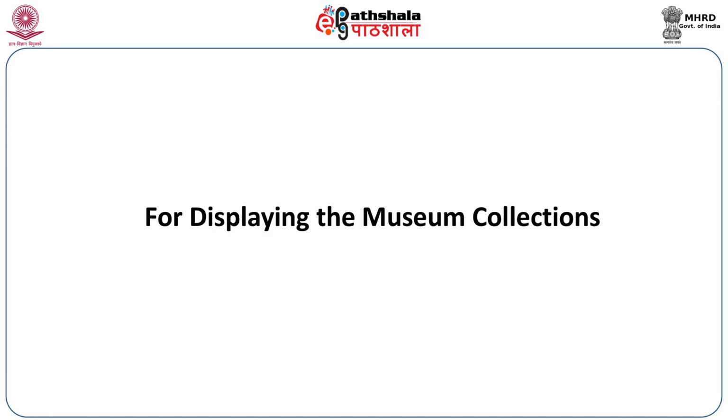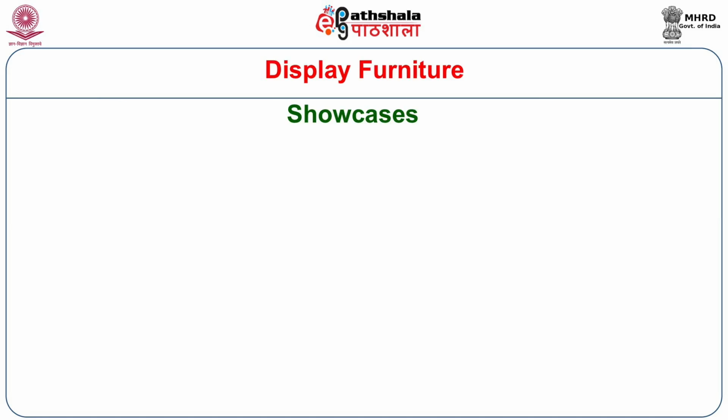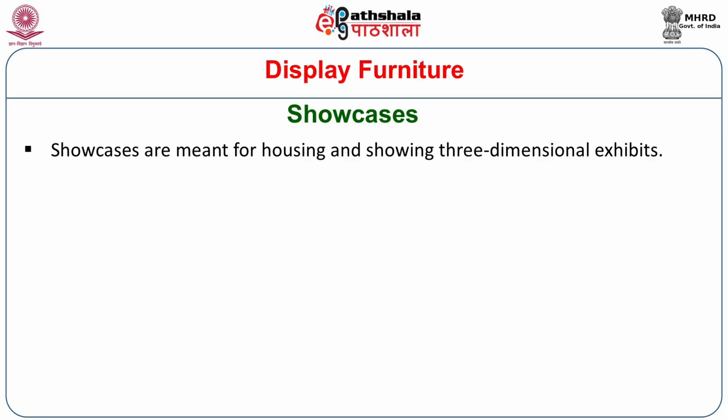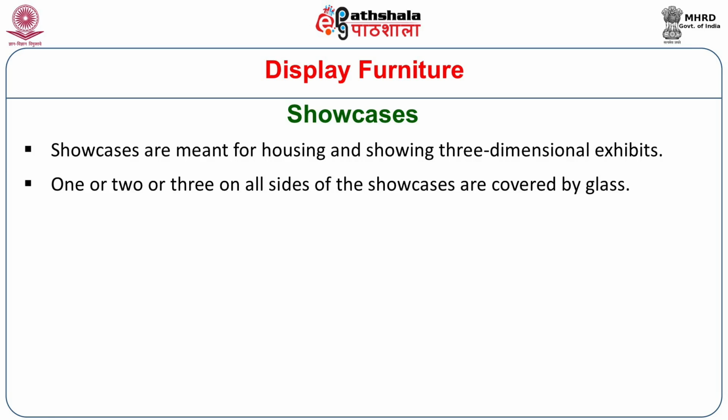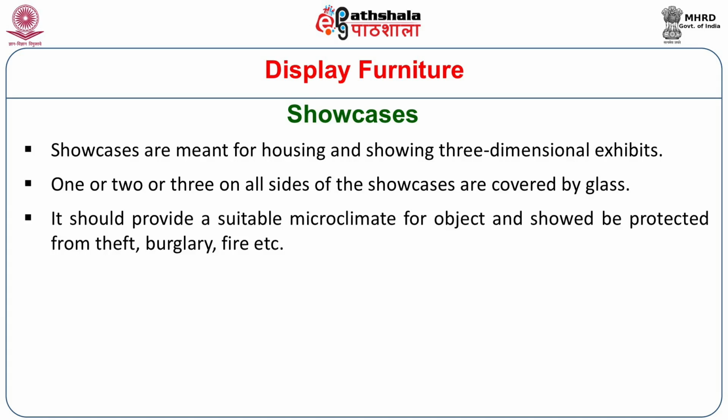For display purposes, museums use several types of equipment. Generally, we use different types of showcases. These showcases are mainly used for housing exhibits and showing three-dimensional exhibits. Sides of the showcases may be covered with glass. It should provide a suitable microclimate for the object, and it helps the museum authority to protect their objects from theft, burglary, and other incidents.